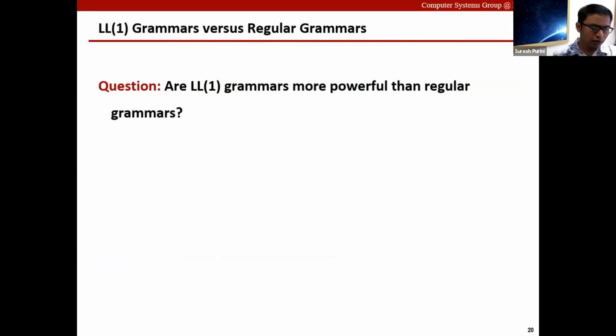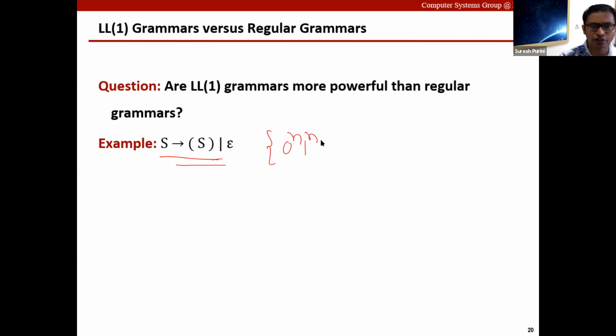So finally, to conclude the discussion on this, there are two things that I would like you to see. All right, so with all these constraints on the LL1 grammars, are they any more powerful than the regular grammars? What are regular grammars? Regular grammars are those which describe regular languages. So in order to answer this question, consider this simple grammar. The language of this grammar is isomorphic to this language.